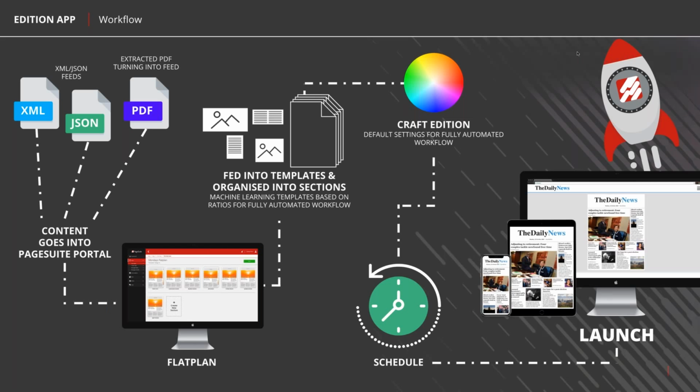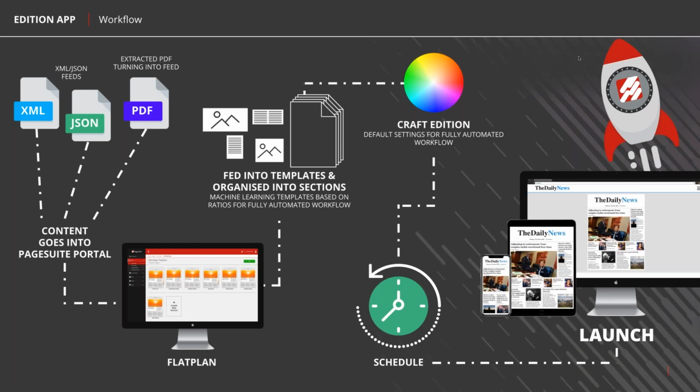You can then go in and style the app and customize with branding, which we're going to show a bit later on. And also we're going to show how you create a flat plan and how you schedule an edition with that. From there, your app's ready to launch, and editions will be created from the feed with no additional work. However, editors are still able to go in and edit an edition if they wanted to.